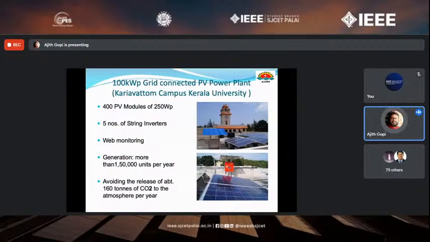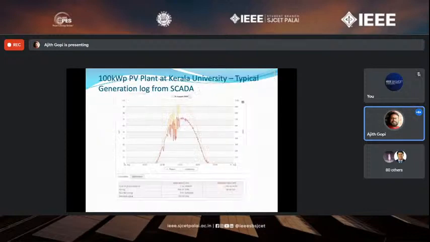I'll give you a real example of one picture, which peak there. I'll come to what peak later. You see the environmental benefits. It's avoiding the release of about 160 tons of carbon dioxide into the atmosphere. And this picture will be very interesting. I took it from the 100 kilowatt solar power plant SCADA. A single day generation, it's a typical generation log from a single day.